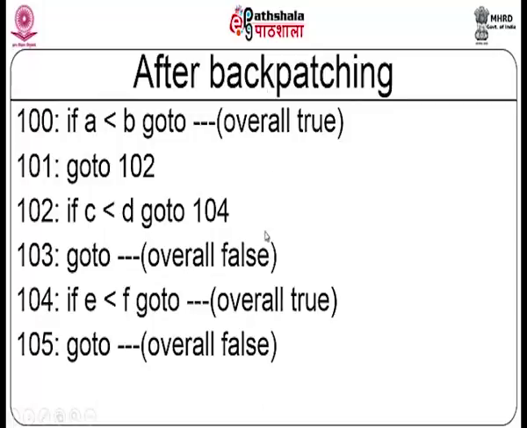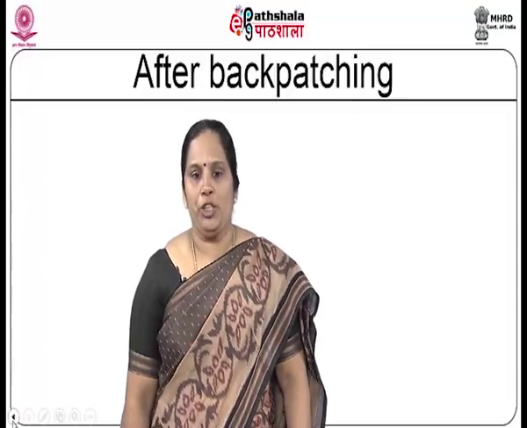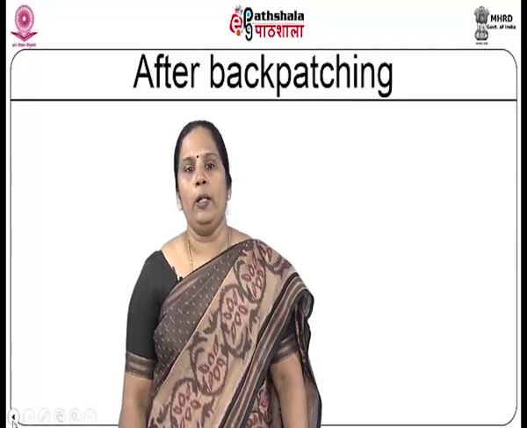So, this overall true and overall false can be looked at from the derivation tree which we have already constructed here. So, that is going to be the overall true and overall false. So, 100 and 104 are overall true, 103 and 105 are overall false. So, that is what we have here. This is just considering the Boolean expression alone.